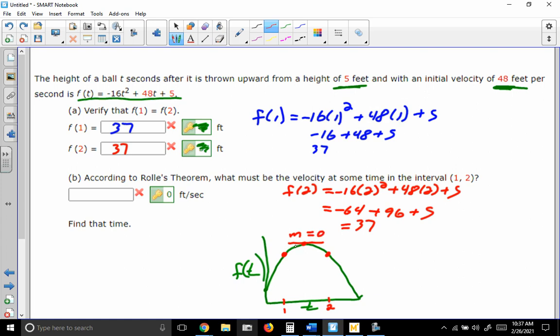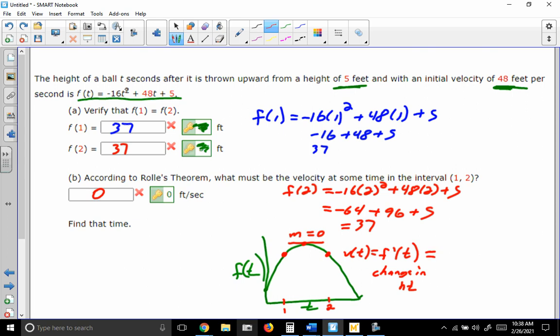So to find that point, and part B just asked what Rolle's theorem says, we take the derivative. And what does the derivative of position tell us? Well, the derivative of position is velocity. If F tells us our height, then when we take the derivative, that's telling us the change in height, how fast the height changes. Well, if you're measuring how quickly a distance or a position changes, that's velocity.